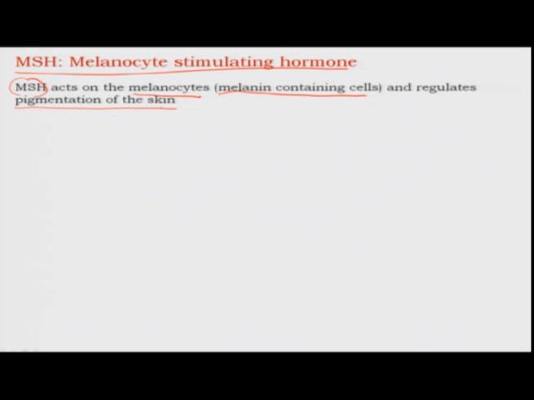So, when you need more pigmentation, for example, you have been exposed to the sun, the melanocyte stimulating hormone will increase the production of melanin and it will lead to a darkening of your skin color.